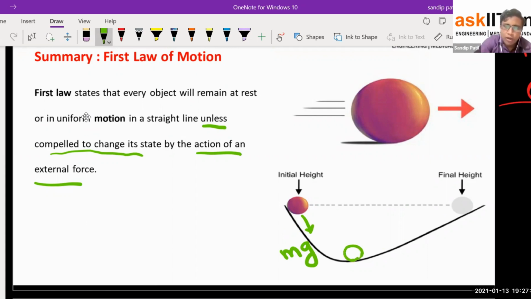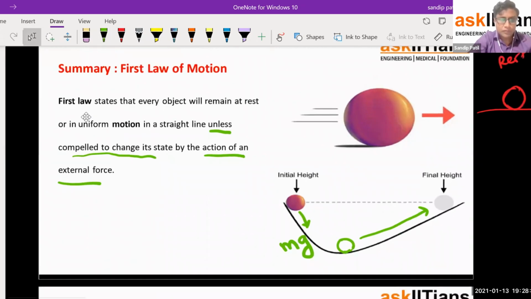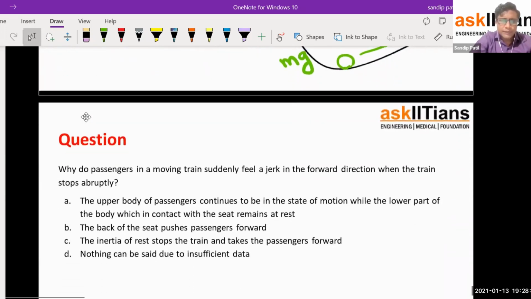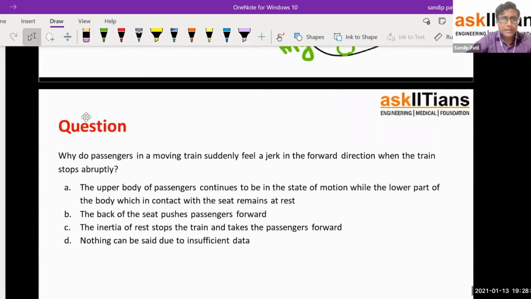But after that, the ball reaches here and it starts going upward. Gravitational force is going to oppose it. It is trying to again take that ball back to this position, mean position, right? We can call this the mean position. So that is the simple statement of the first law of motion, we can say. Okay. Now, let's try some questions here, then we can stop for today.